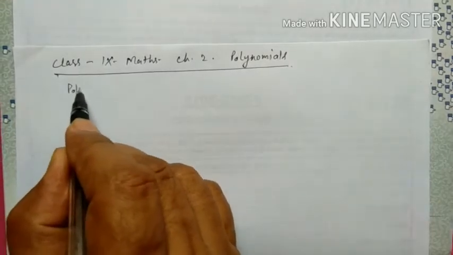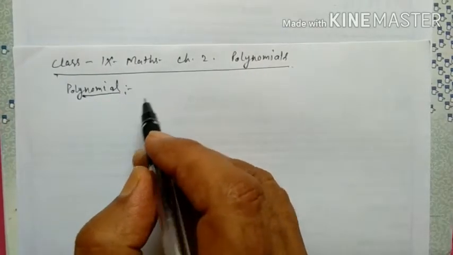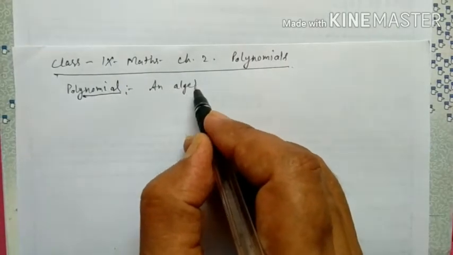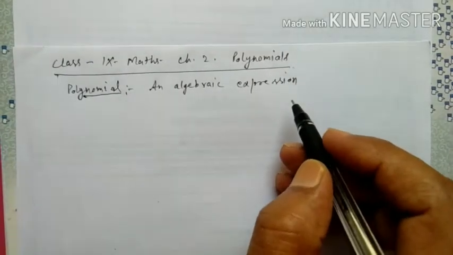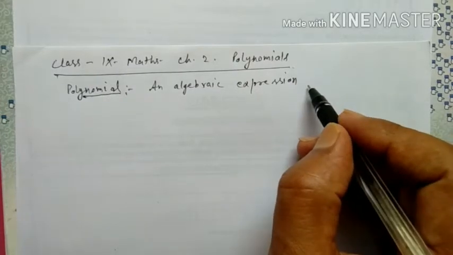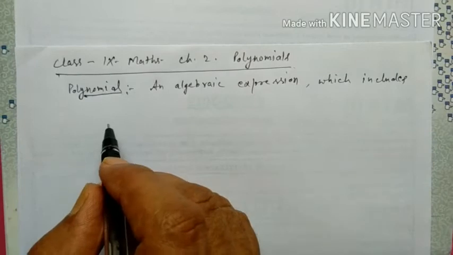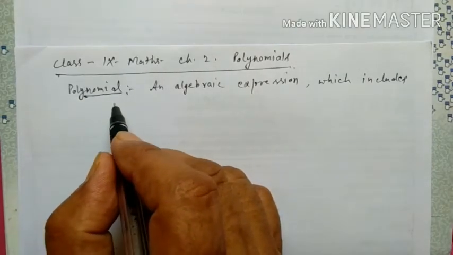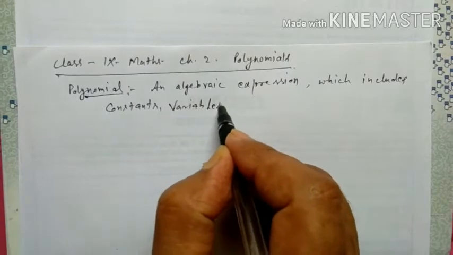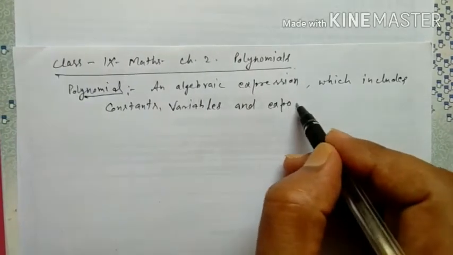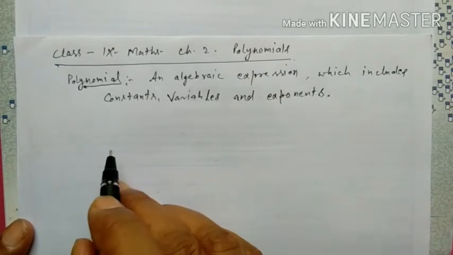What is polynomial? Polynomial is an algebraic expression which includes constants, variables and exponents, with some operations, addition and subtraction.